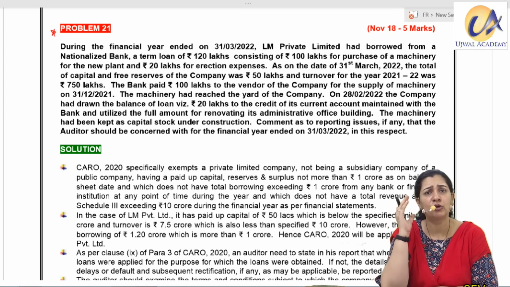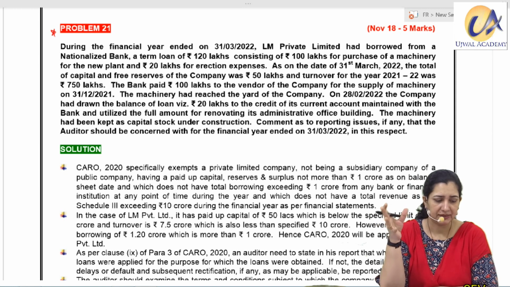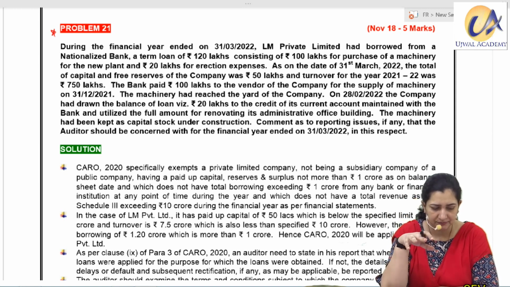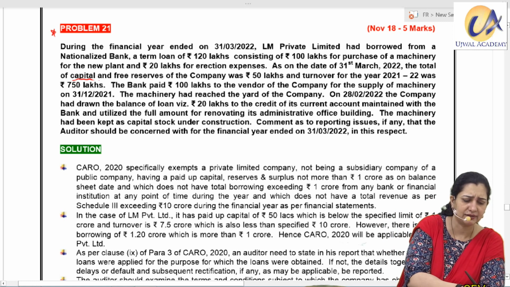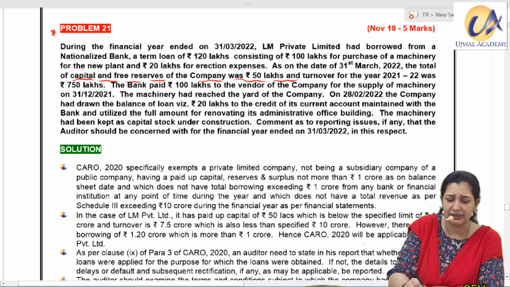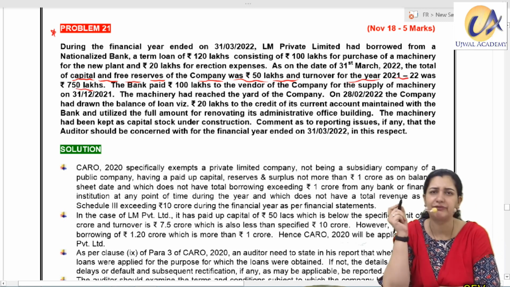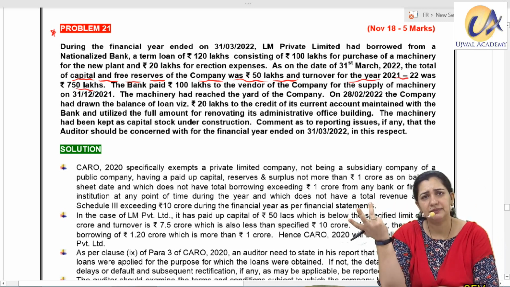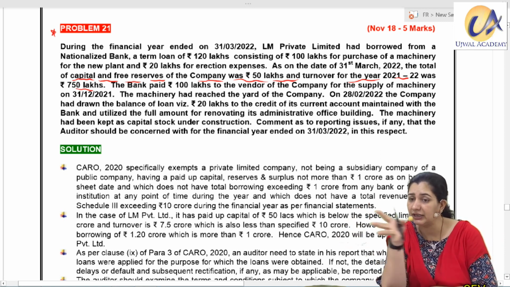The first thing I hope you noticed in the question, there are two parts to this question. We are talking about a private company. They have borrowed a loan of 120 lakh, 100 lakh for buying a machine, 20 lakh for erecting the machine. On 31st March, the total capital and reserves. Now, off the track, they have gone in this question. And they have given capital and free reserves of the company were 50 lakh. Turnover for the year was 750 lakh. Suddenly, out of nowhere, they were talking about loan taken by the company.